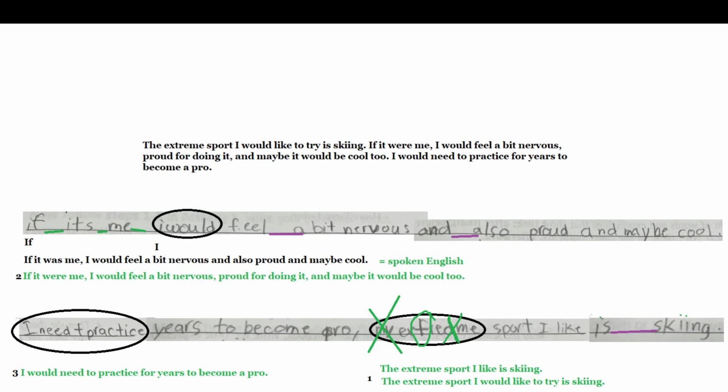And finally, he ends it with, I would need to practice for years to become a pro. And that's great. That's a good way to end this. And that's how I would correct these sentences. I told my student that they did very well with making the sentences understandable. I understood the meaning of each sentence, and that was great. I also told him that he did a good job choosing good vocabulary words. Then secondly, we reviewed the corrections like we've just done now.